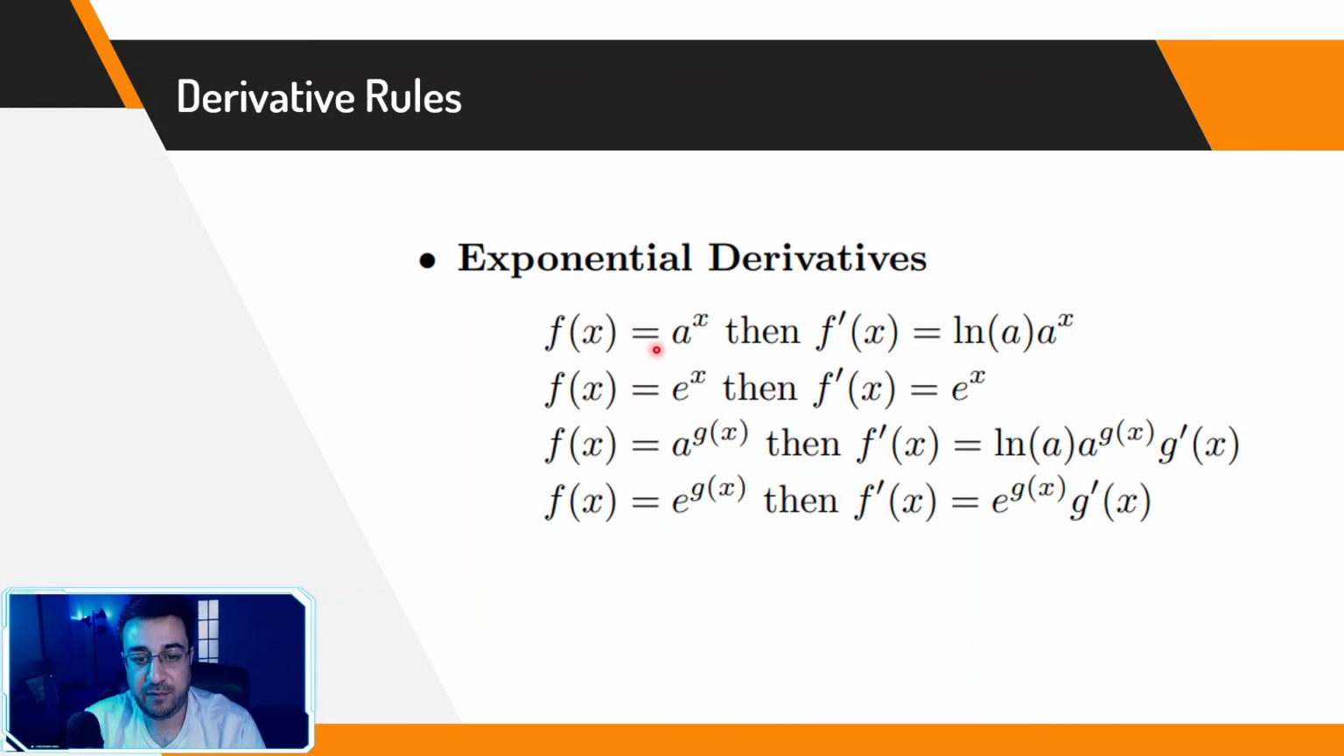Exponential derivative: if you have a function equal to a to the power of x, then the f prime equals ln of a multiplied by a to the power of x. If you have e to the power of x, what is the derivative of that? Nothing changed. It is e to the power of x. Sometimes you have a constant here; in this case, it's 1. If you have a to the power of g of x, so a constant to the power of a function, then f prime is ln of a multiplied by a to the power of g of x multiplied by g prime of x. E to the power of g of x, the derivative for that equals e to the power of g of x multiplied by g prime of x.